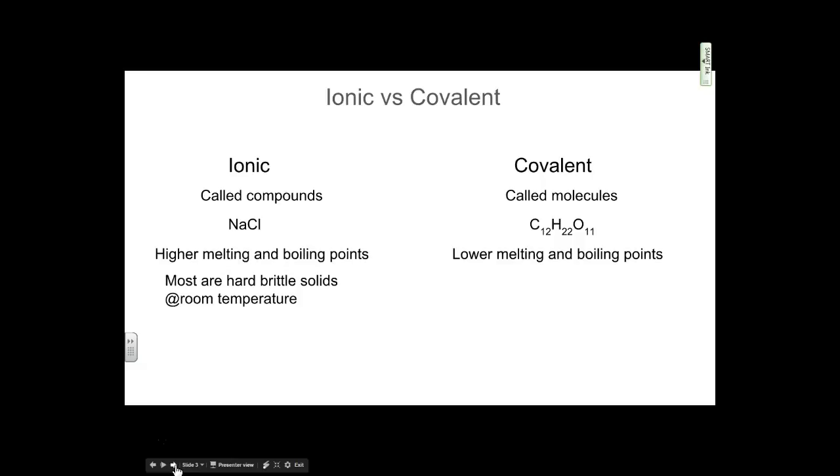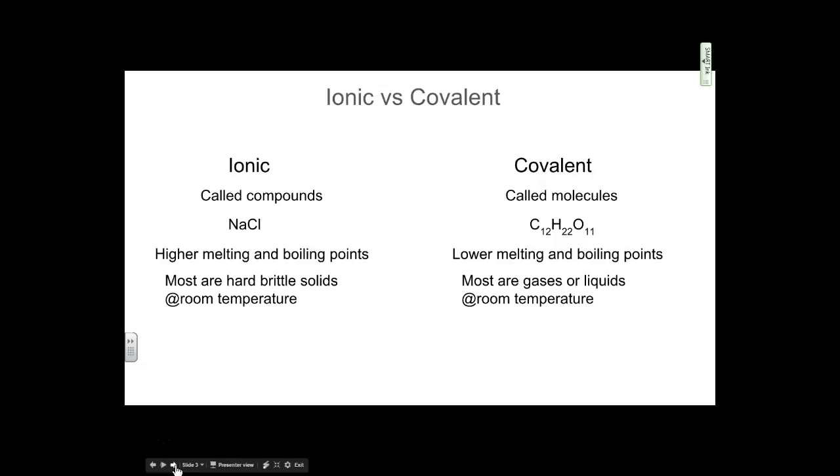We could also say ionic compounds tend to be hard, brittle solids at room temperature. You can imagine or think about salt crystals laying down on the table in front of you. They're going to be very hard, but you could cleave them in half with a knife if you needed to.